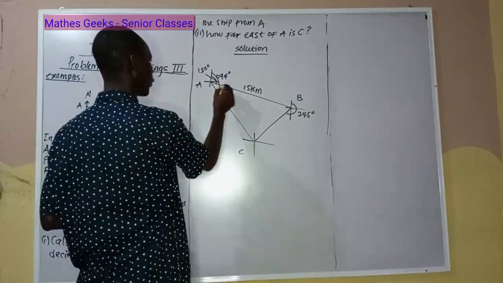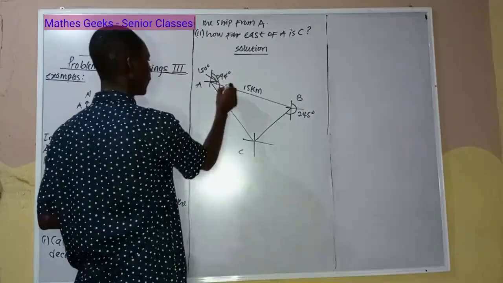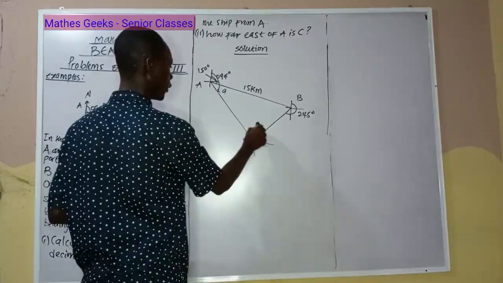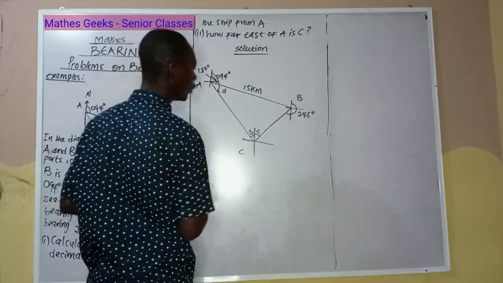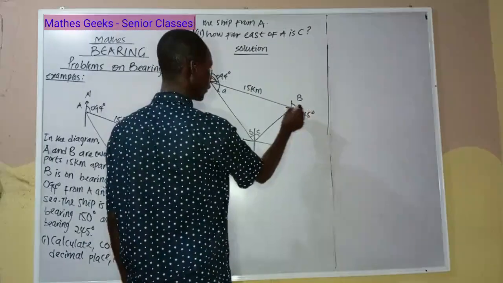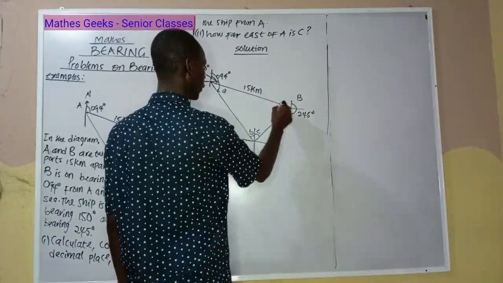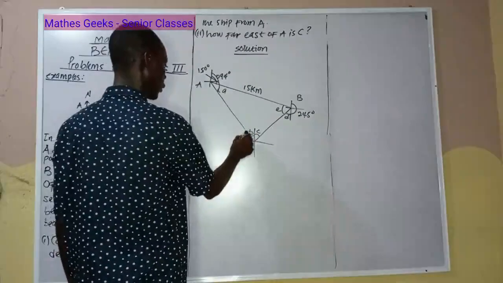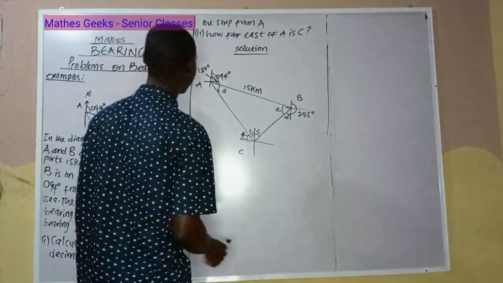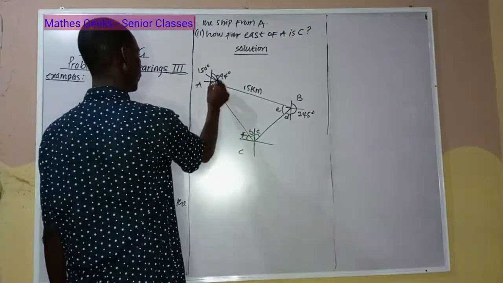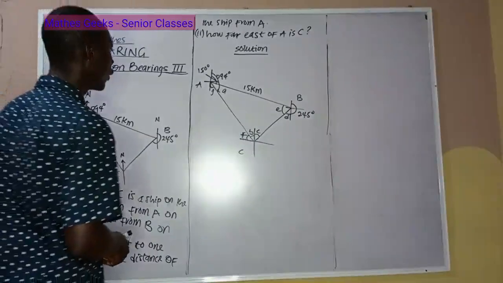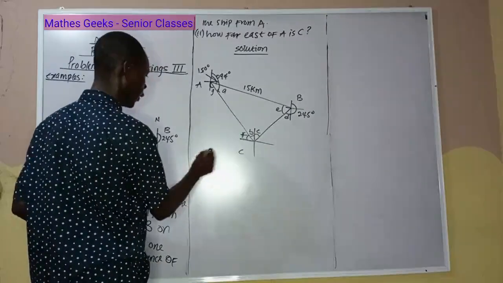So we need to know this angle, we need to know A. Let's call here A, let's call here B, let's call here C. And then we need to know D, and we also need to know E. Let's call here E, and let's call here F. Let's also call here G. Okay, so let's start.